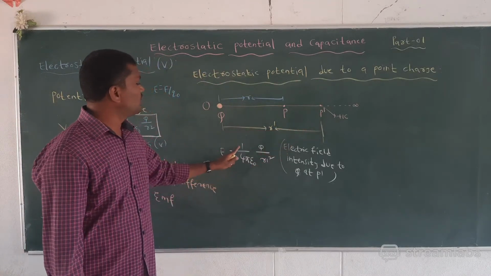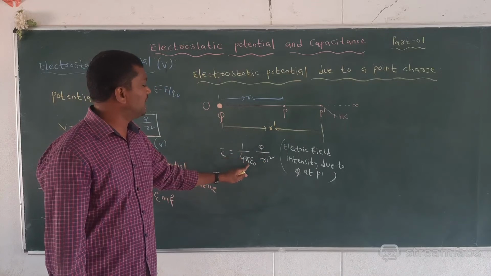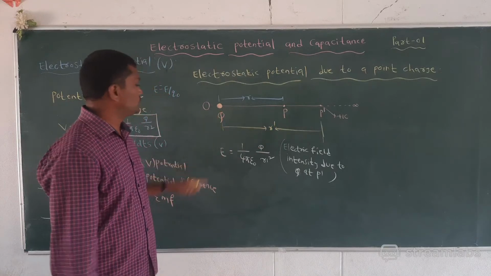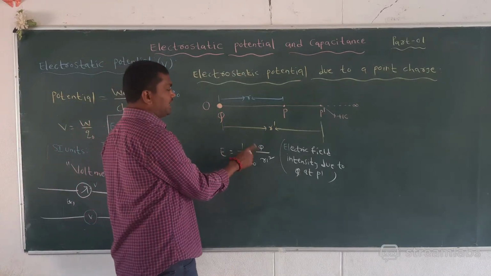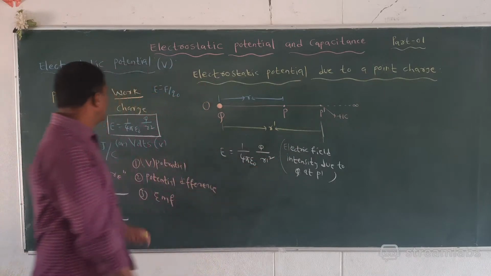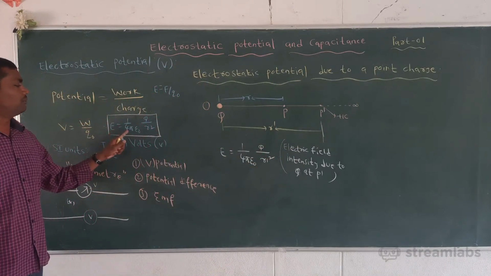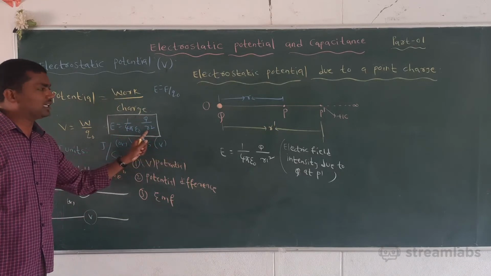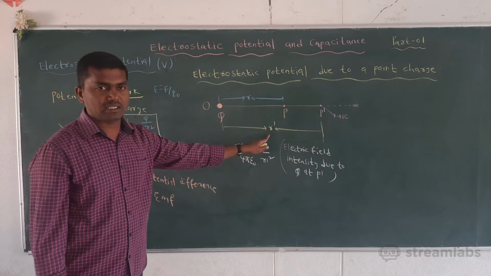So E is equal to 1 by 4 pi epsilon naught, taking from O to P dash due to Q. The distance between O and P dash is R dash, so I can write R dash square. In this equation, E is equal to 1 by 4 pi epsilon naught Q by R square, the same one, where instead of distance R we represent R dash.